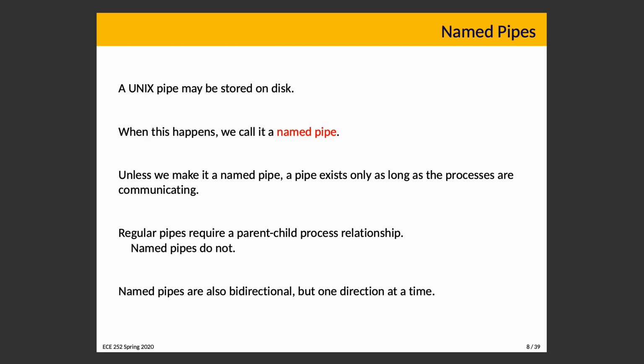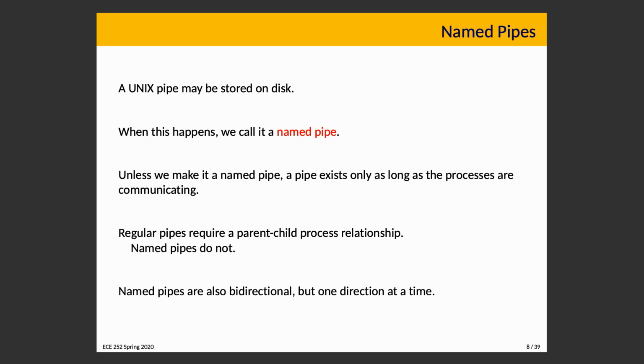And it is allowed to store a UNIX pipe on disk. When that happens, it is referred to as a named pipe. You're effectively saving the file, although it isn't really a file as much as it is a buffer. Unless you make a pipe a named pipe, it really only exists as long as the processes are communicating.